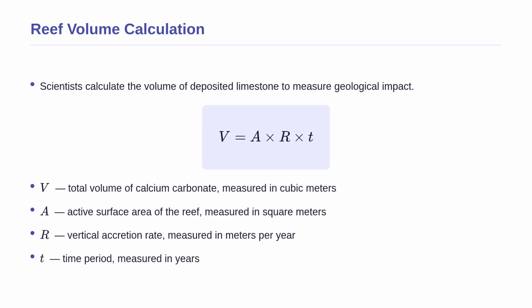A stands for the active surface area of the living coral reef in square meters. R is the vertical accretion rate, which is simply how fast the reef grows upward in meters per year. And T is the time period in years. Conceptually, the total volume of rock is just the area multiplied by the upward growth rate accumulated over time. Even a tiny growth rate R, when multiplied by a massive area A, results in an enormous volume.